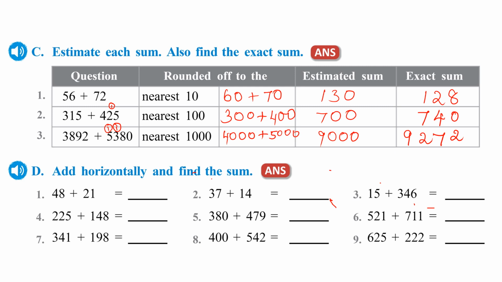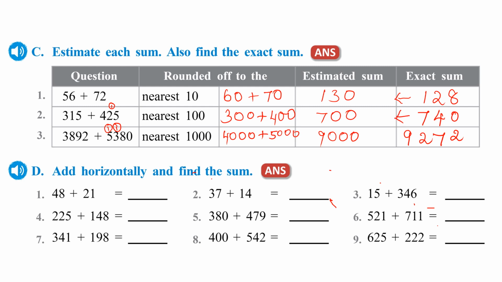So now you can also check the answer. So here how to check? Look at the exact sum, that is 128. When you round it off to the nearest tens, you get 130. So our answer is correct. Second one, we move on to 740. The exact answer is 740. When you round it off to the nearest 100, you get 700. So that is also correct.